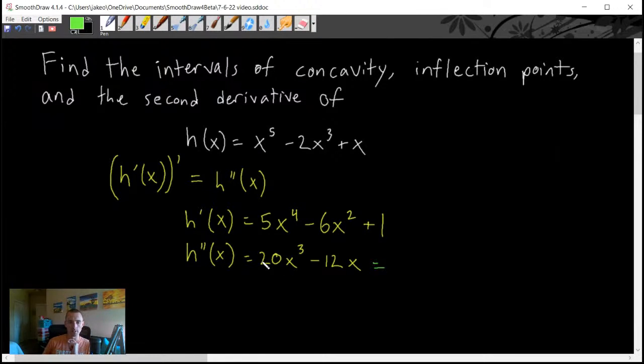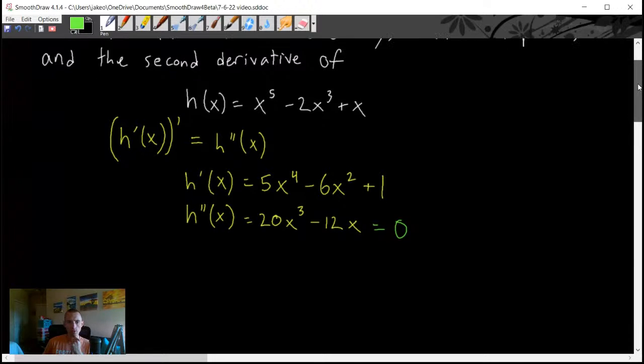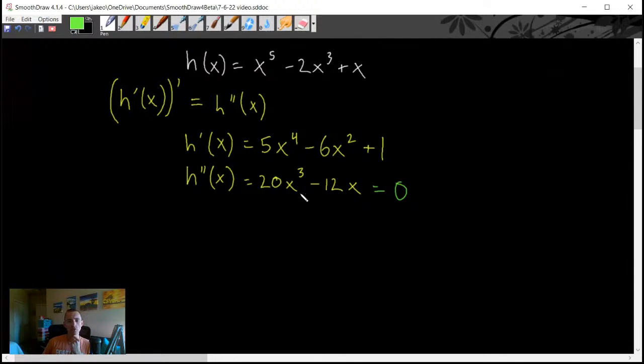So basically, we're just going to take this function right here, 20x cubed minus 12x, because that's our second derivative of our function, and we're going to set it equal to 0. And then from there, we're going to solve for x. Okay. So how would we solve a function like this for x? Well, whenever you have some sort of equation equaling 0 and you're trying to solve for x, typically a good strategy is to see if you can factor it.